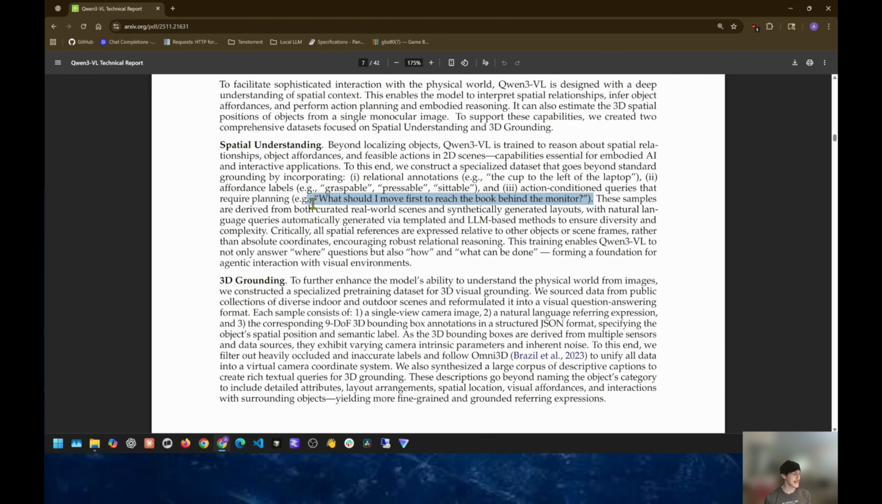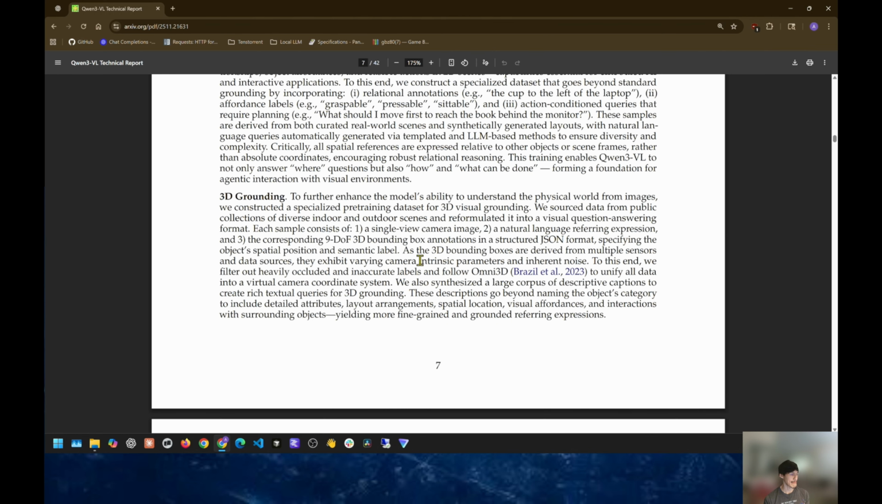These samples are derived from both curated real-world scenes and synthetically generated layouts, with natural language queries automatically generated via templated and LLM-based methods to ensure diversity and complexity. Critically, all spatial references are expressed relative to other objects or scene frames, rather than absolute coordinates, encouraging robust relational reasoning. This training enables Qwen3-VL to not only answer where questions, but also how and what can be done, forming a foundation for agentic interaction with visual environments.